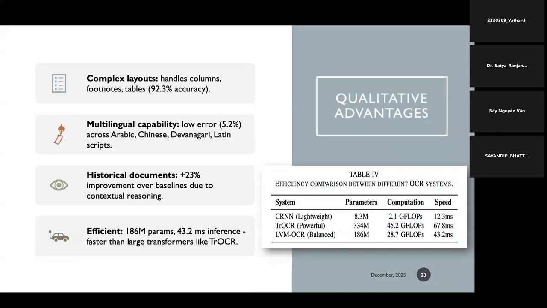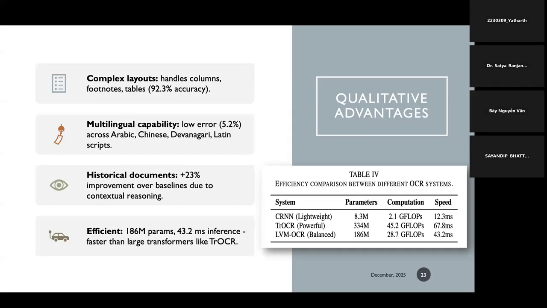So we've talked about a lot of error rates. But in a hospital, a low error rate doesn't matter if the AI cannot handle the variety of documents you throw at it, right? So let's look at the qualitative advantages, or simply put, the talents of this model. First, think about a typical medical lab report. It's never just a simple paragraph. It's full of complex layouts, intersecting columns, tiny footnotes, and messy tables.